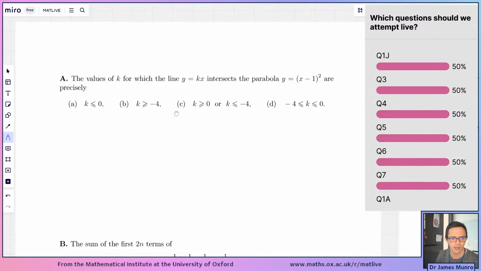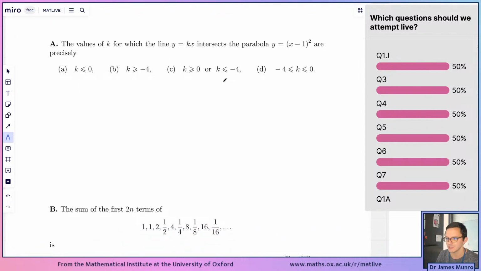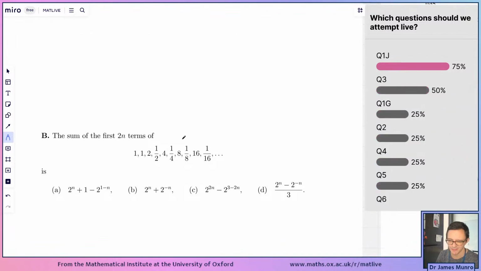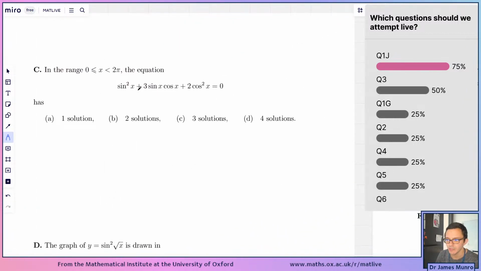Okay. So we've got a line intersecting a parabola, so sounds like solving equations, discriminant sort of stuff. There's some inequalities, feels like discriminants. We've got the sum of some terms. These things look like a geometric sequence, half, quarter, eighth, 16th. Over here we've got some equation with sine squared and cos squared in, so I'm really keen to replace some sines and cos, and I see why somebody asked me about sine double angle now.